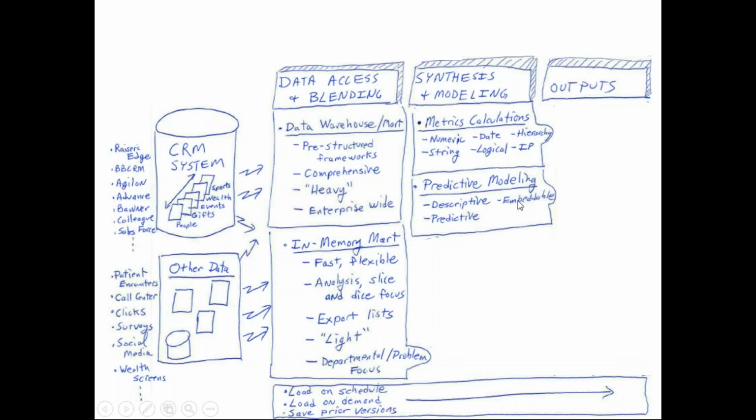Then ideally, these predictive modeling scores are embeddable somewhere in the MART or the in-memory or the data warehouse MART so that the metrics get calculated, the scores get recalculated, and the whole thing becomes automated.